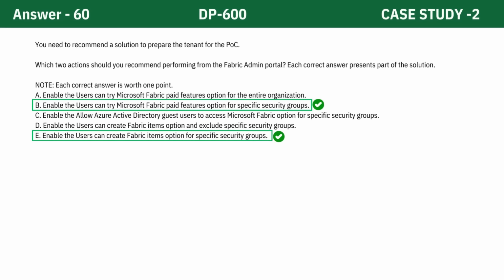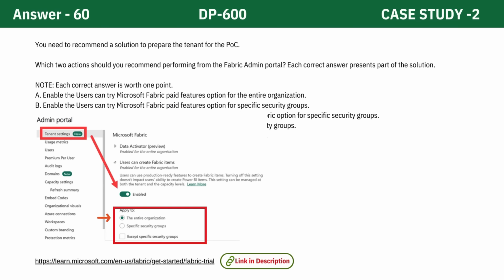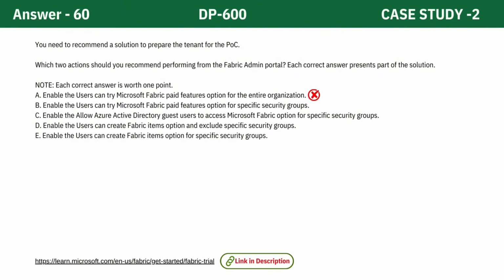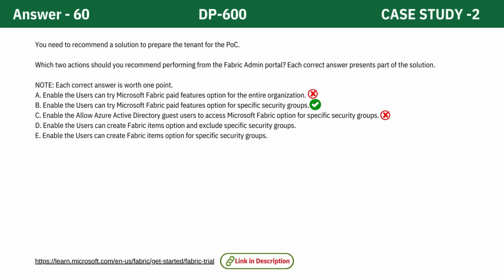The correct options are B and E. Let me explain why. Option A, enabling paid features for the entire organization, risks unnecessary exposure and costs since not everyone needs these features for the POC. This is why it's not suitable. Option B is correct because it restricts the trial of paid features to specific groups involved in the POC, aligning with the principle of least privilege. This focused approach limits potential risks and concentrates resources where they are most needed.